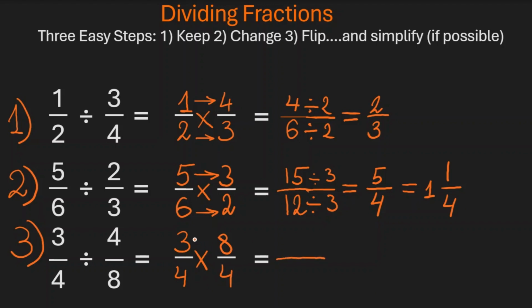Multiply the numerators. 3 times 8 equals 24. Multiply the denominators. 4 times 4 equals 16. So we get 24/16. Both 24 and 16 are divisible by 8, so when we simplify by dividing both by 8, we get 3/2, which can also be written as 1 and 1/2.